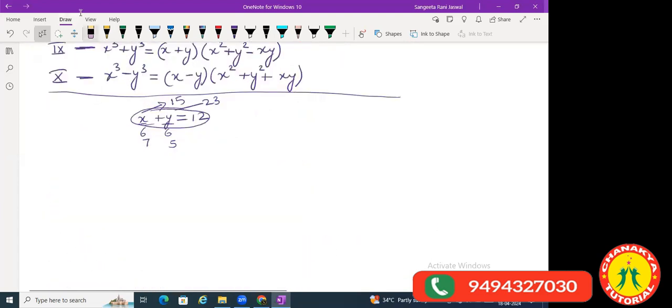Just let me take the eraser. Just clean this place.